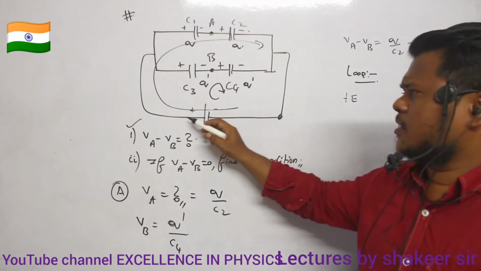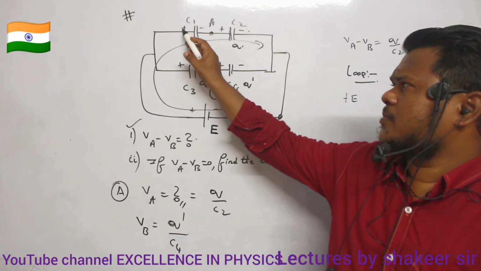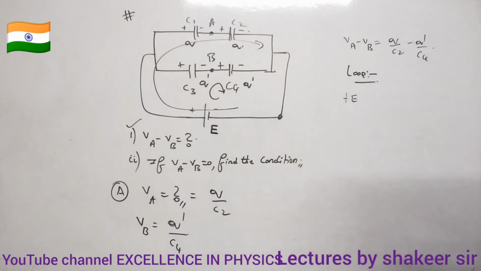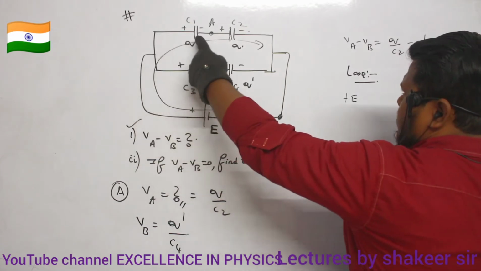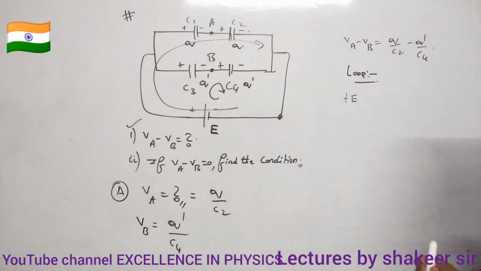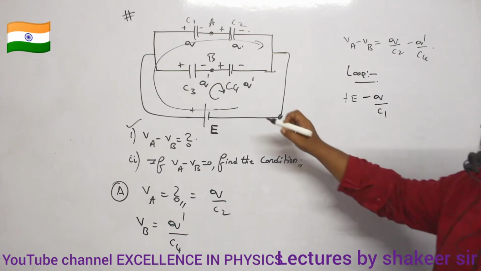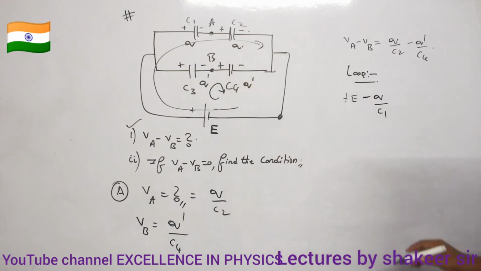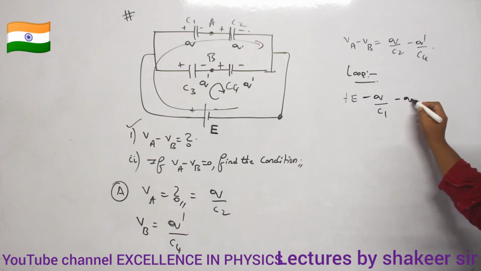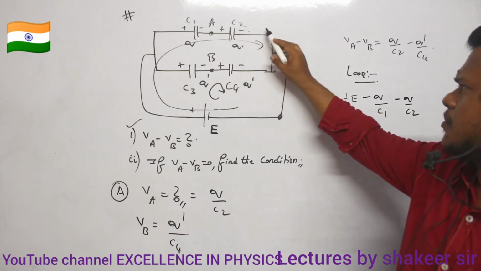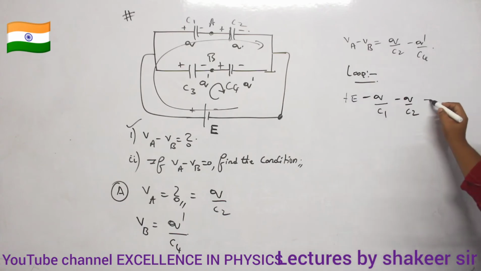Then I am traveling up to here, from plus to minus. So is it a drop of potential or a rise of potential? All of you should answer: drop of potential. Therefore minus Q divided by C, the capacitance is C1. Then I am traveling from here to here, again a drop of potential, so minus Q divided by C2. Then from here I reach up to here again, so the total should be equal to 0.